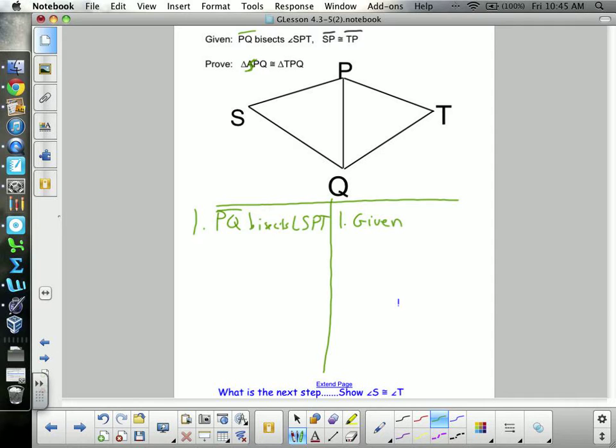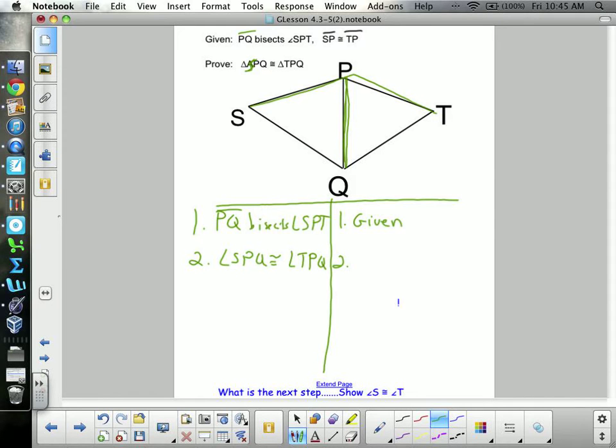Let's think through it. PQ bisects angle SPT. This is the angle being bisected by that. Where are my congruent angles going to be? What do you get? SPQ and TPQ? Yep. It's really not hard when you take a second to think about it.